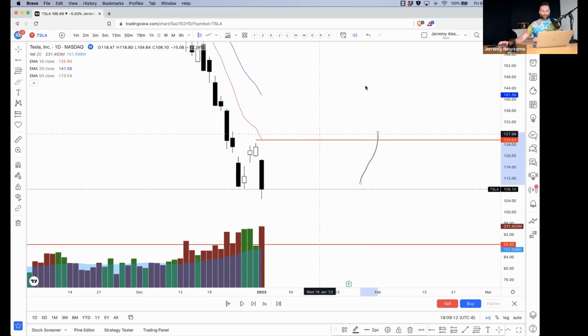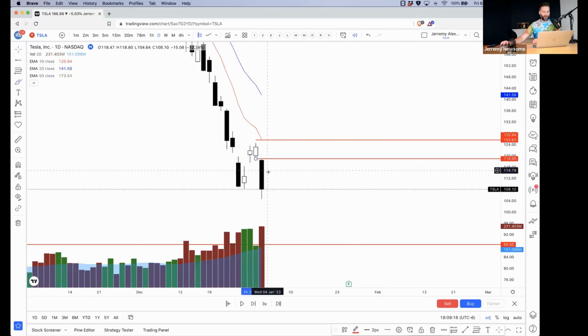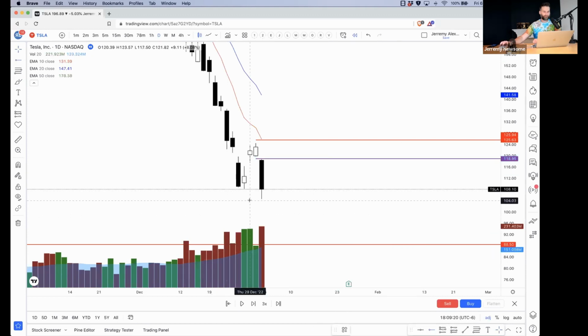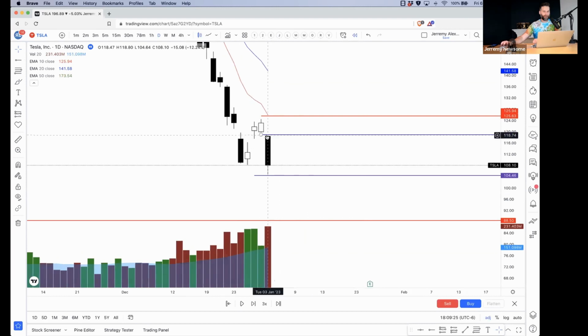Next, what I'm going to do is draw with a different color. I'm going to draw the high of the prior day, and I'm going to draw the low of the prior day. I'm going to do that in purple. So this is the high of the prior day. This is the low of the prior day.